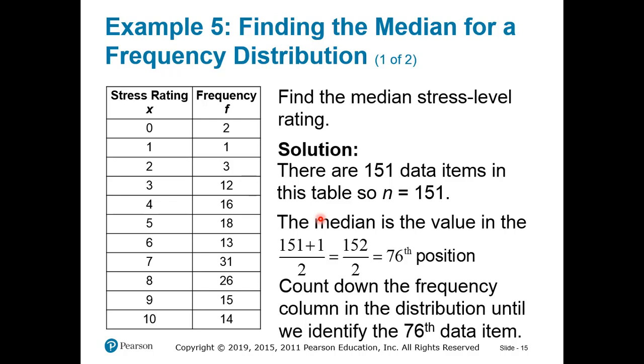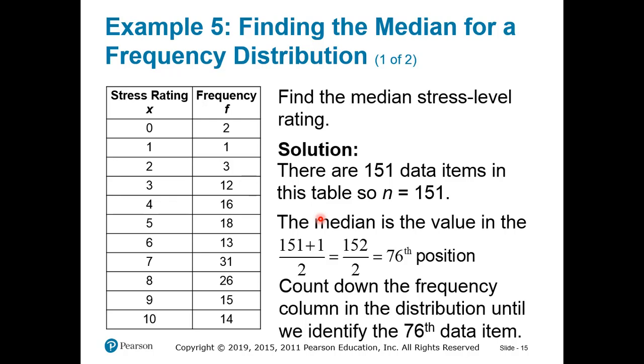Now, what if it's an even number? If it's an even number, then the formula is just n divided by 2, and that will give you the position of the first number. Then you just take the second number with it and average them.